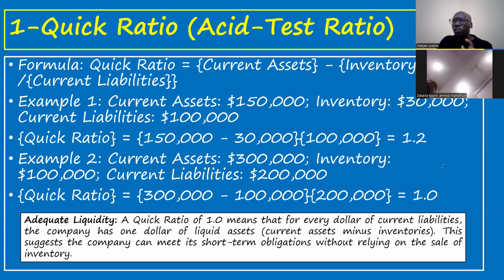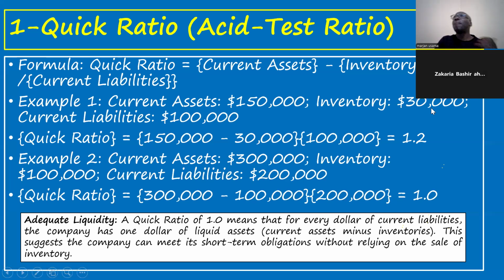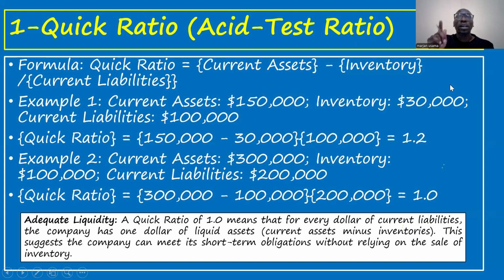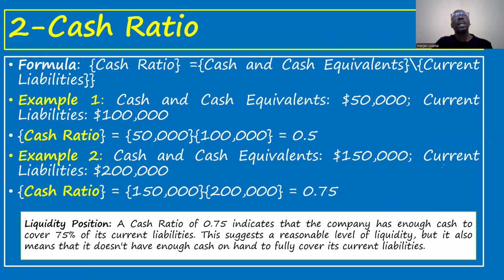But if you calculate and you get a negative number, it means we cannot meet our short-term obligations. Cash ratio. Number 2 is the cash ratio. We also have the formula. So the cash ratio equals what? Cash and cash equivalents divided by what? By current liabilities. So for example, in the exam, I'll just give you these figures. Cash and cash equivalents, I'll give you the amount. In this case, it's $50,000. Current liabilities is 100,000. So you just have to calculate the cash ratio.